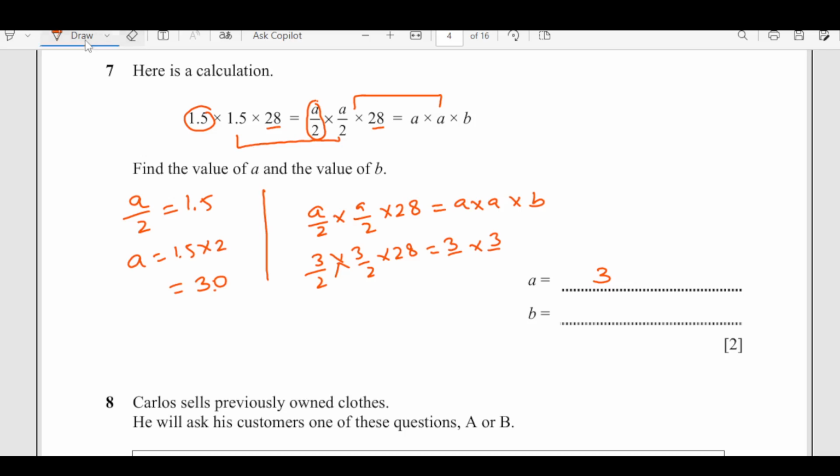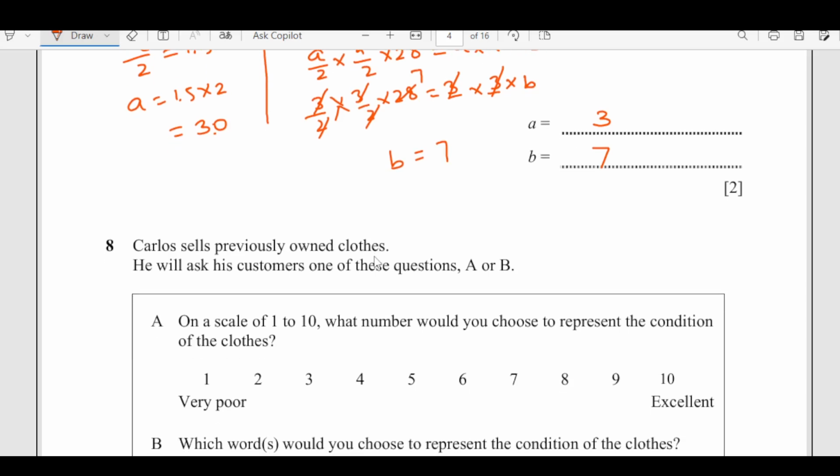Now, if you see this 3 times 3, it is going to cancel from here. So, 2 times 2 is 4 and 4 times 7 is 28. So, B is 7. Just simplifying, you can directly use a calculator.